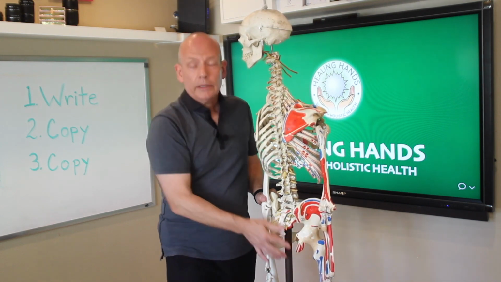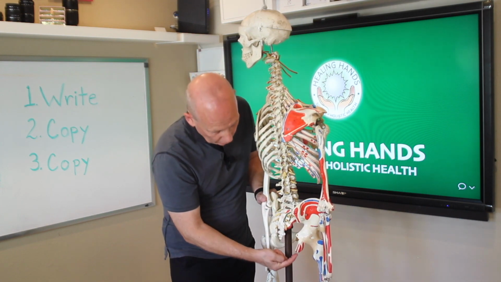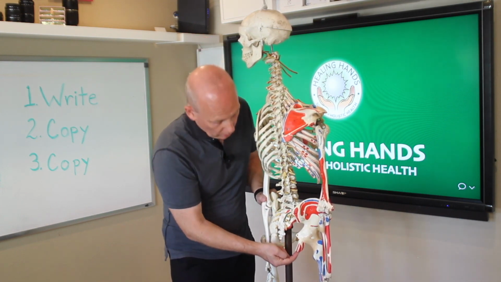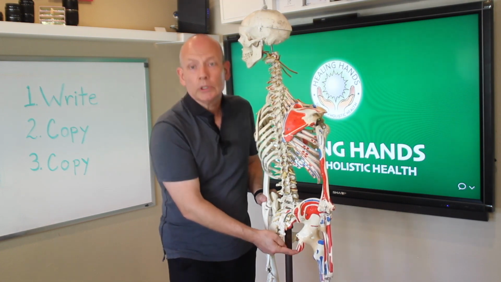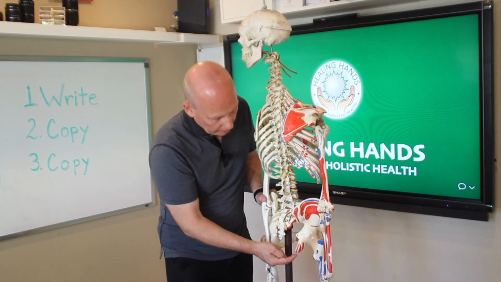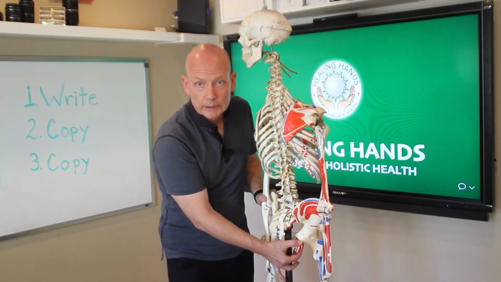There is a bony landmark on the ischium that you need to know. It is called the ischial tuberosity. It's the bump on the ischium. It's also known as the sit bone, by the way. The sit bone is the ischial tuberosity.